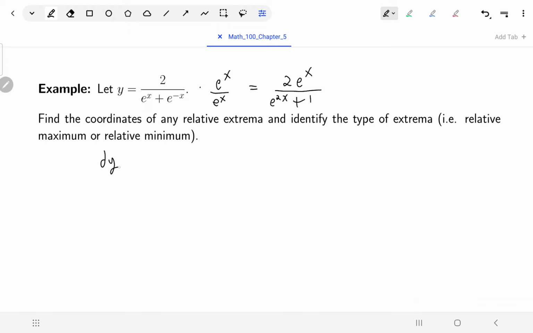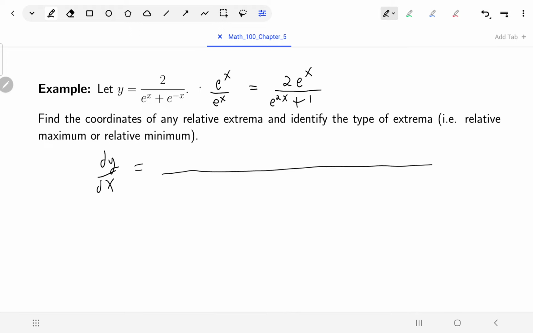So when I find my derivative for this function, I'm actually going to not differentiate the original version of it. I'm going to differentiate this version. You'll get the same results if you differentiated this version. It'll look different, but it'll have the same meaning.